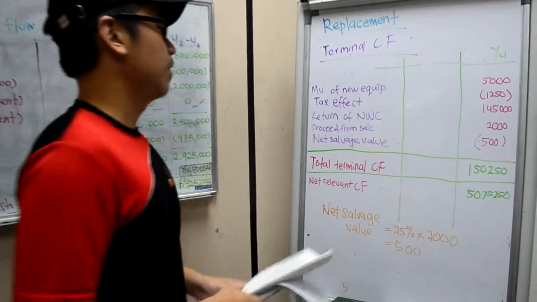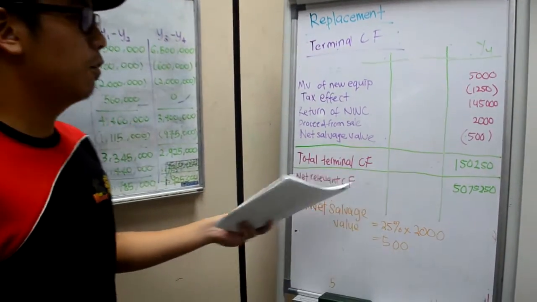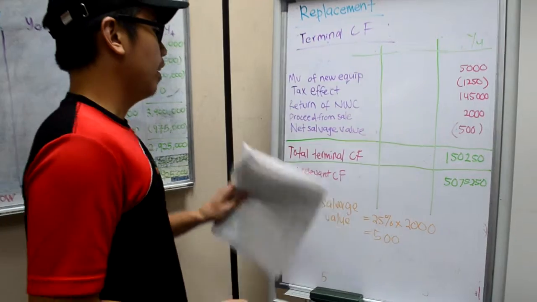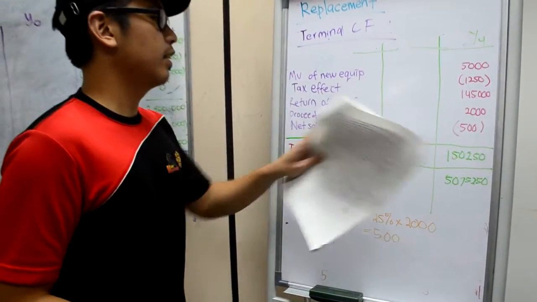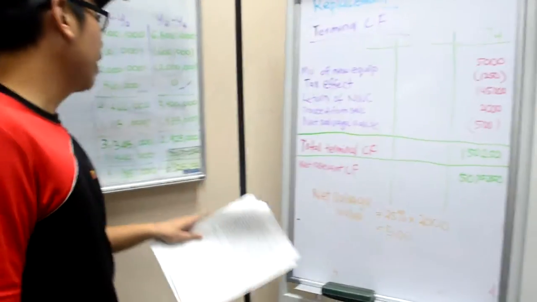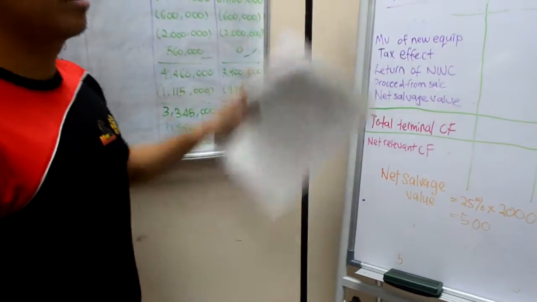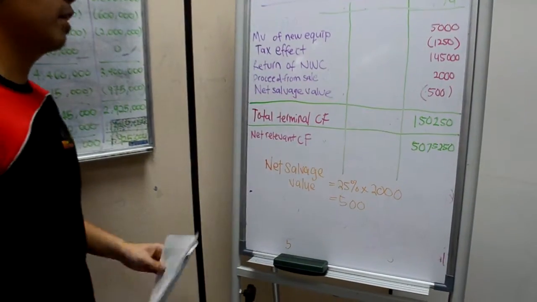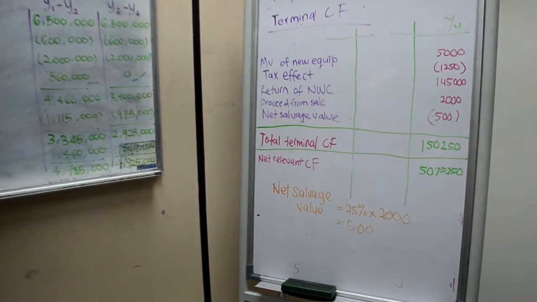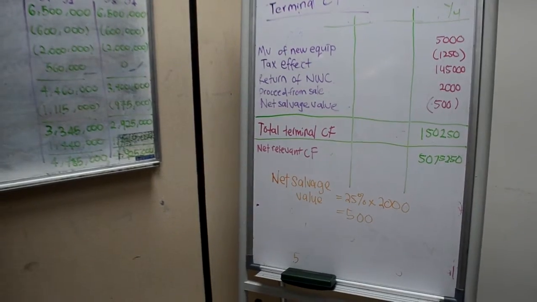Yes, that is it. So we have the total terminal cash flow of 150,250, and the net relevant cash flow is this amount added to the net operating cash flow from year 3 and year 4. So we will get a net relevant cash flow of 5,075,250. Oh, the 150,250, you have to add with this 4 million 925,000, in the same column. Oh, the same column, okay. And then last you will get the 5 million. Okay.